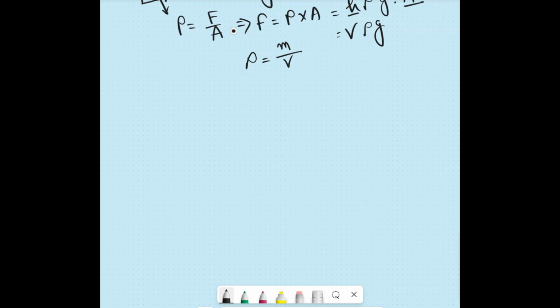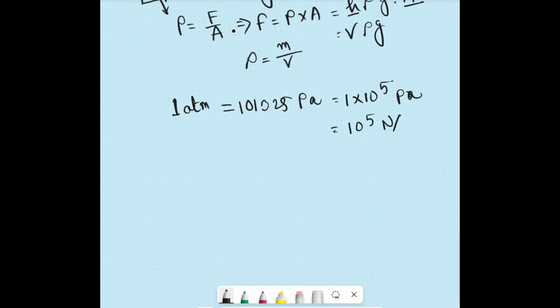Another very important fact is that 1 atmosphere, right? This is also a unit of pressure, and 1 atmosphere is equal to, we could write down, 101,325 Pascal, or we could write 1 times 10 to the power 5 Pascal, or we could write 10 to the power 5 Newton per meter square.